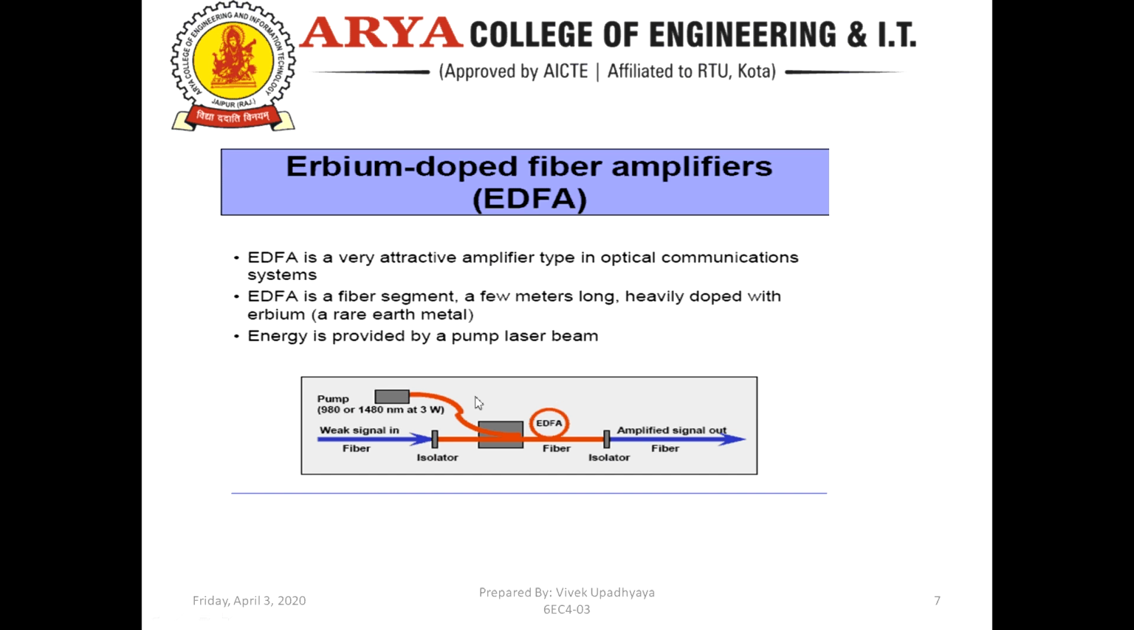Here we can see in this diagram a weak signal in the fiber. Then here is a pump of about 980 or 1480 nanometer, which works at 3 watts. Here is an isolator. Then a fiber of nearly 10 meter length, and here is again an isolator, and here we get the amplified signal output.